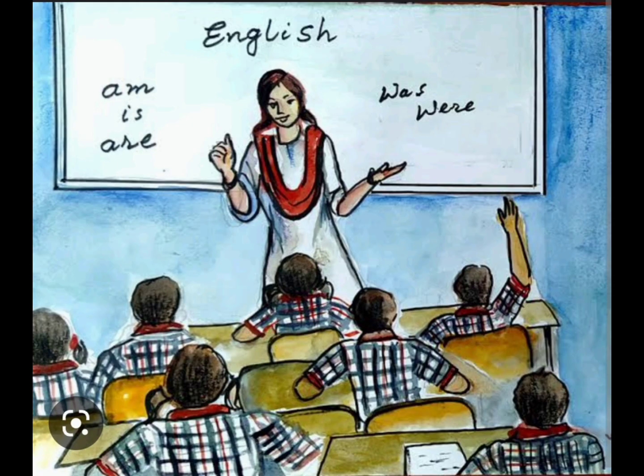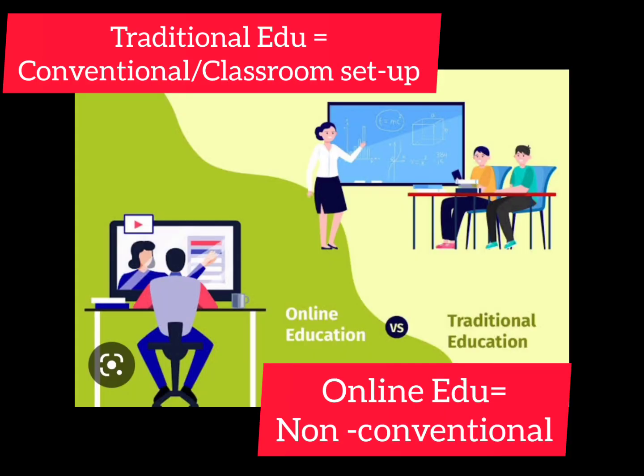Here we can see a pictorial example of conventional learning programs, and you all know that conventional learning programs involve learning inside a classroom setup. Now move on to the next slide. Here we can see the difference between the traditional education system and the online education system. The traditional education system, or conventional learning programs, basically involves learning inside a classroom setup, and on the other hand, non-conventional learning programs involve the use of modern technology.